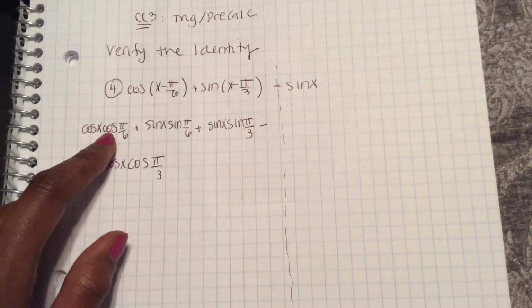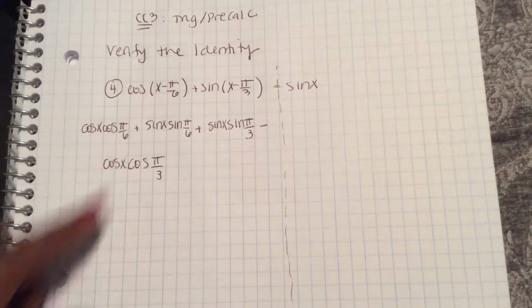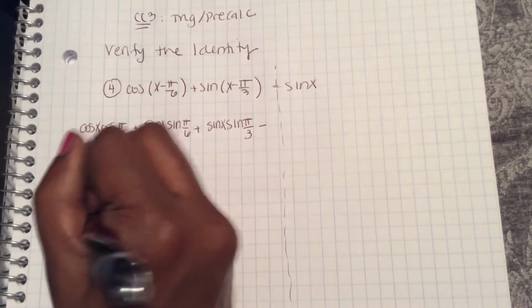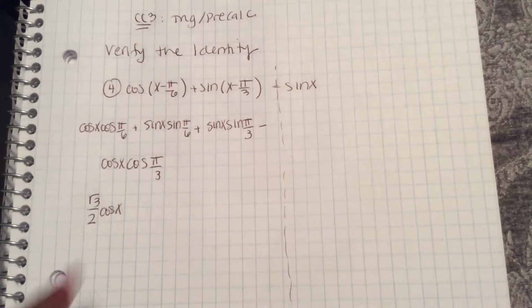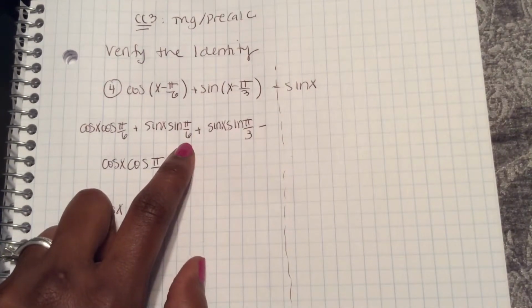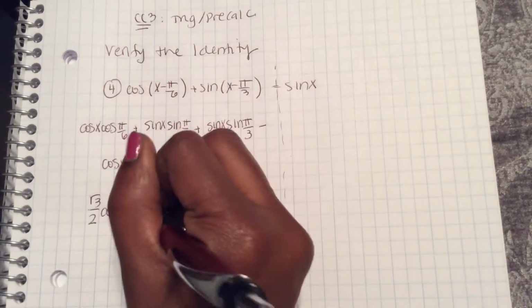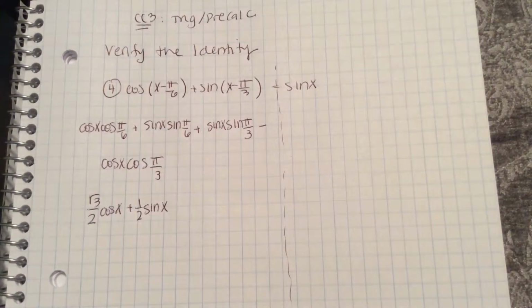So cosine of pi over 6 is cosine of 30, which is square root 3 over 2. Sine of pi over 6 is sine of 30, 1/2.